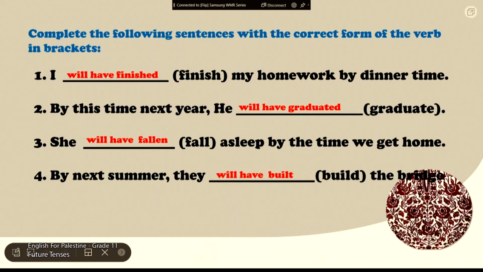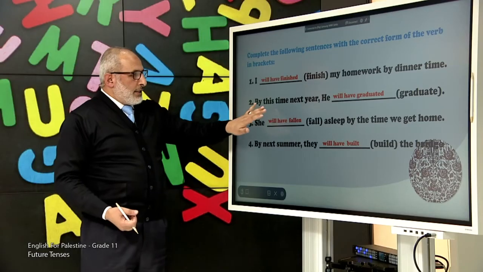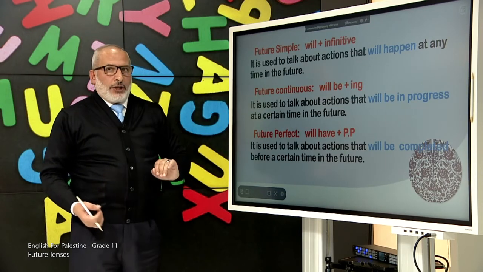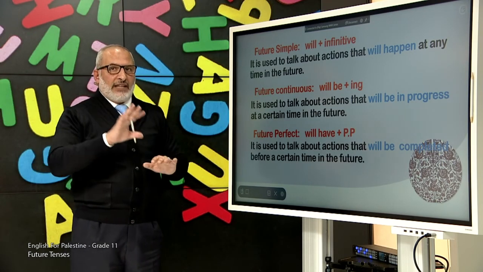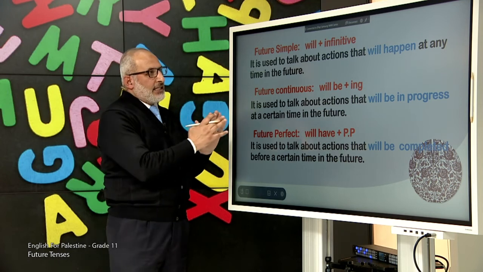The last one. Oh, by next summer, the bridge. Again here, by next summer is the key word or the time expression that helps me to use future perfect, and the future perfect of the verb build is will have built. Okay? So, to sum up what I've just explained, look at this here.